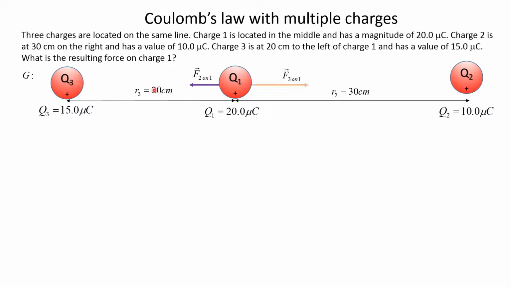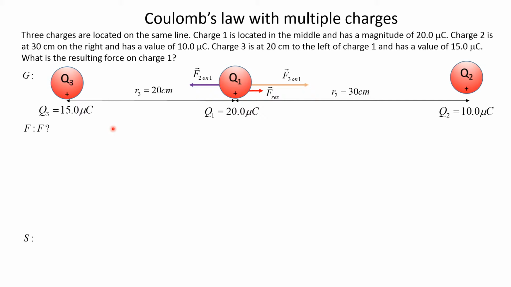Q3 also exerts a force on Q1, F3 on 1. Of course, Q1 also exerts force on Q3, but we're not interested for the moment, so only those forces are drawn. We know that F3 is larger because the charge of Q3 is larger than the charge of Q2 and the distance is smaller. So we don't have to wait for the calculations. We already know F3 will be larger. And we know that both forces are in opposite directions, so we have to subtract them from one another, or at least put the arrows one behind the other. If we put F2 behind F3, we will notice that the resulting force will be like this.